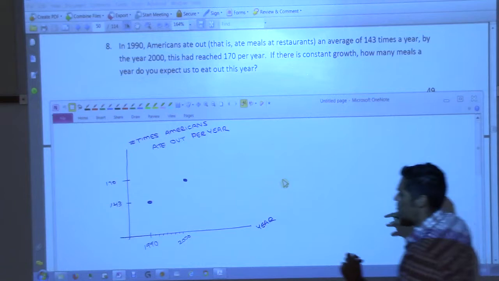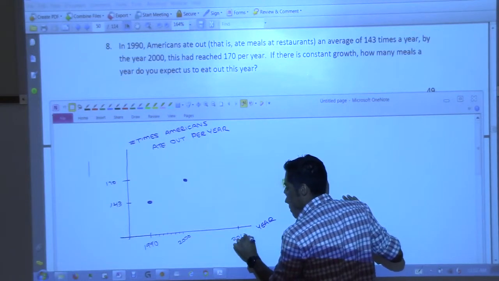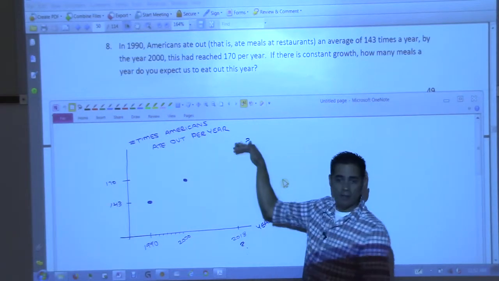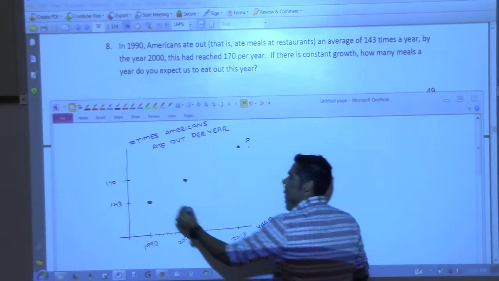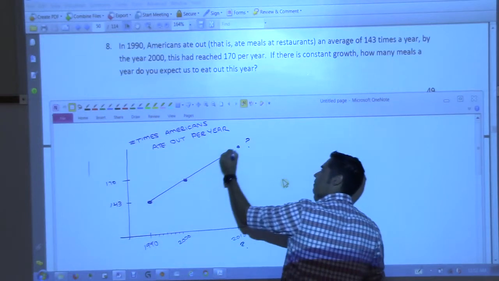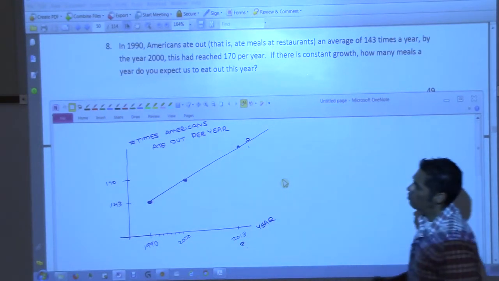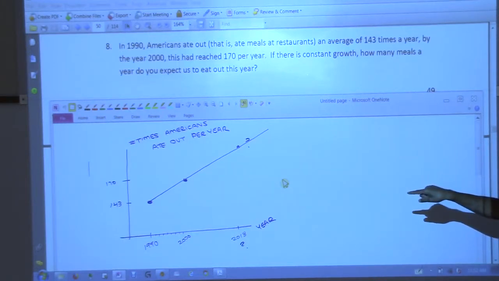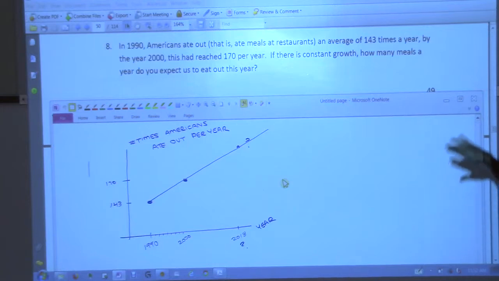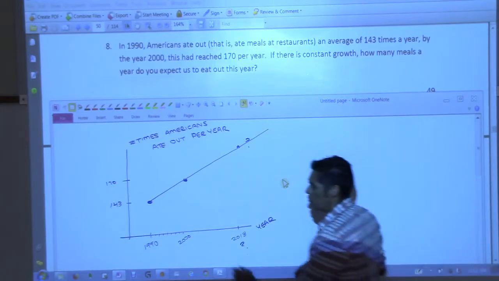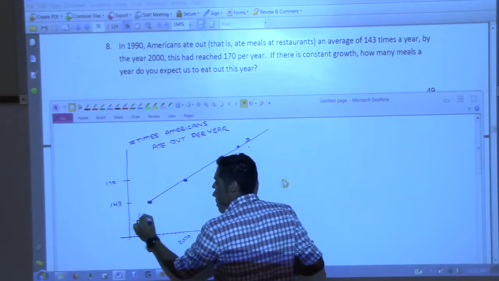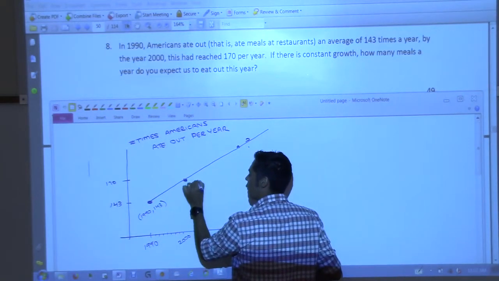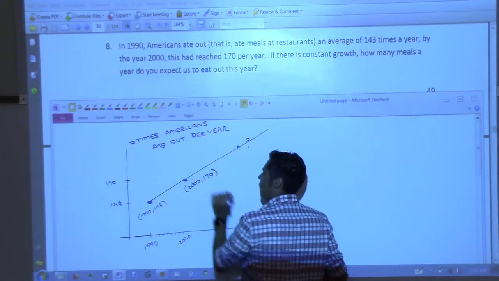And what we're trying to do is figure out what's happening over here in 2018, right? That's the question. Like, what is this point right here? How high is it? We're assuming that we have the same growth. So why don't we come up with an equation for that line? Can we come up with an actual equation for that line? We have 2 points, don't we? We have this point, which is 1990, 143, and we have this point, which is 2000 and 170.